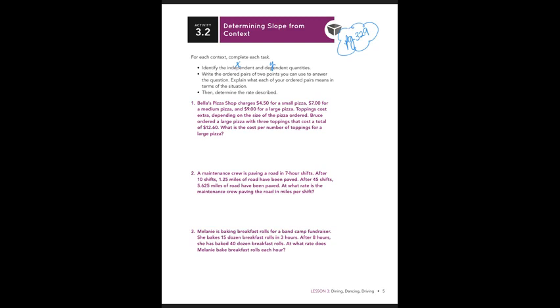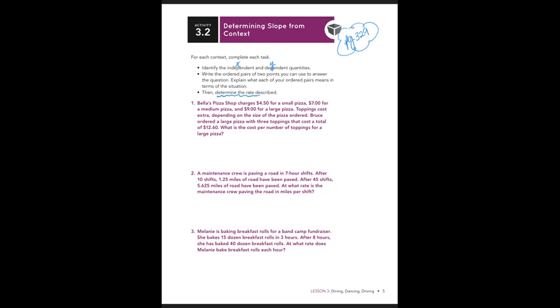Then it says to write ordered pairs of 2 points that you can use to answer the question. Explain what each of the ordered pairs means in terms of your situation. And then determine the rate. Determine the rate described. And we're good at this. We can do this. Let's start with this first problem.